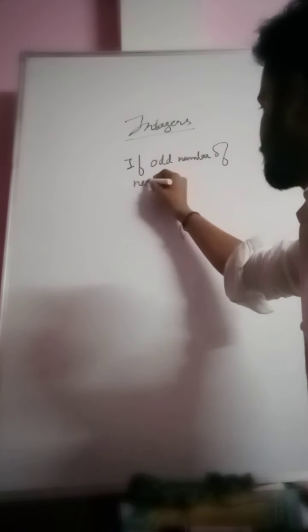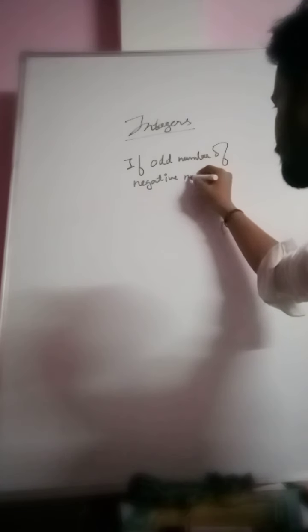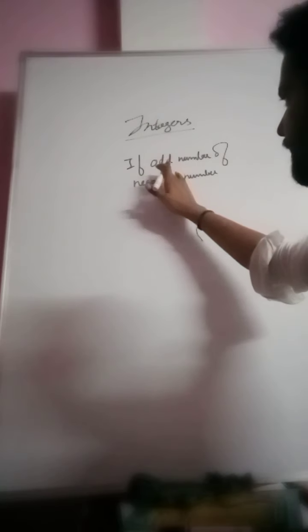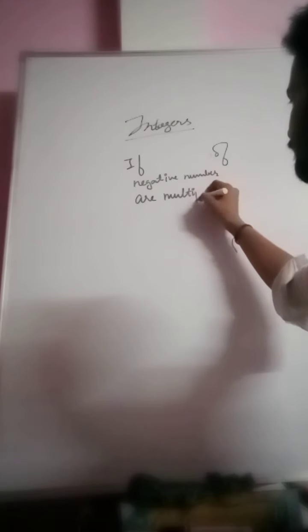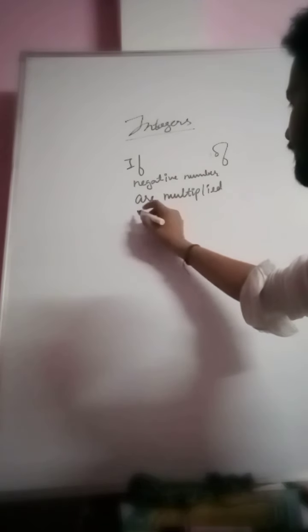Let's say now you have to multiply. Here one thing you need to observe, you just need to remember: if negative numbers are multiplied an odd number of times, and the number of those negative numbers might be one single negative number, it might be two negative numbers, it might be three negative numbers, like that.